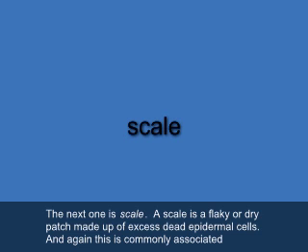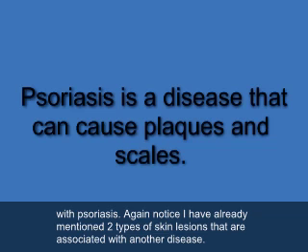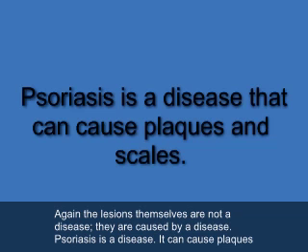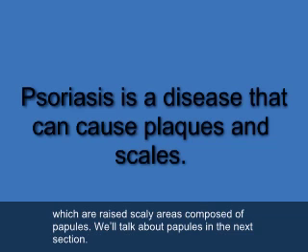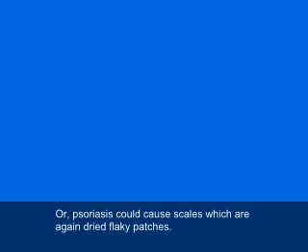The next one is scale, S-C-A-L-E. A scale is a flaky or dry patch made up of excess dead epidermal cells. And again, this is commonly associated with psoriasis. Again, notice I've already mentioned 2 types of skin lesions that are associated with another disease. Again, the lesions themselves are not a disease. They're caused by a disease. Psoriasis is a disease. It could cause plaques, which are raised scaly areas composed of papules. And we'll talk about papules in the next section. Or psoriasis could cause scales, which again are dry, flaky patches.